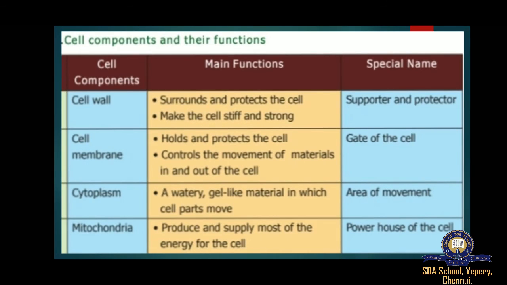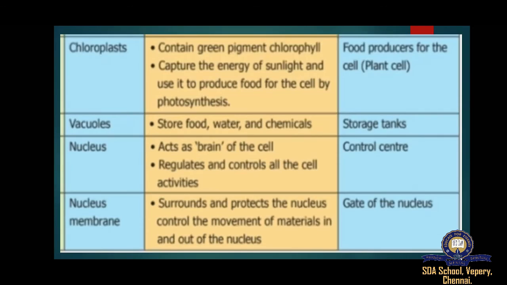Next one, mitochondria. Double membrane structure. Stores energy in the form of ATP molecules. Mitochondria's special name is the powerhouse of the cell. Next one, chloroplast. Chloroplasts are present only in plant cells and contain a green colored pigment known as chlorophyll. Function: site of photosynthesis.